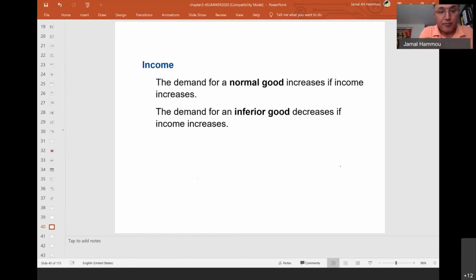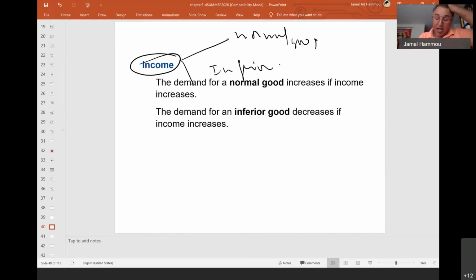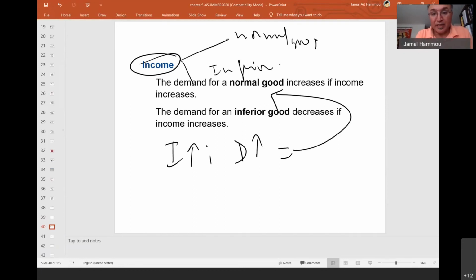Okay, income. Your income also has an effect on how much you buy, but you have to be careful. Anytime I'm talking about income, there are two types of goods. We call them normal goods, and we have inferior goods. Believe me, when I ask people this question, they think inferior goods means bad goods. No, it just means the relationship between the income and the demand for the good. So if the income goes up and the demand goes up, that's called a normal good. When people have more money, they buy more stuff, that's called a normal good. But if the income goes up and you buy less of it, that's called an inferior good.